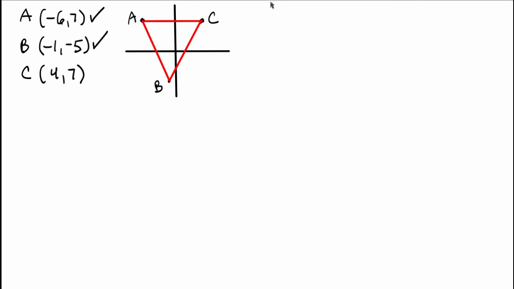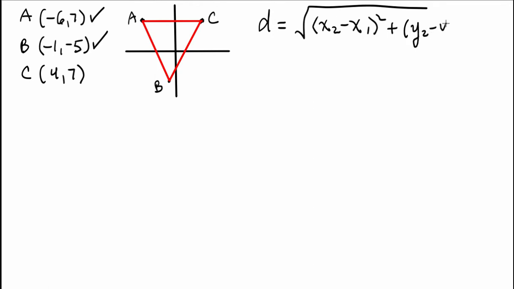Now, let's recall that the distance formula is D equals the square root of the x coordinate of point number 2 minus the x coordinate of point number 1, squared, plus the y coordinate of point number 2 minus the y coordinate of point number 1, squared. And now let's apply this to the distance from point A to point B.